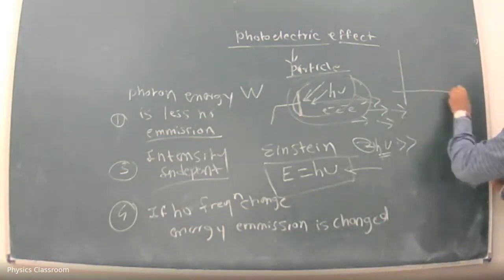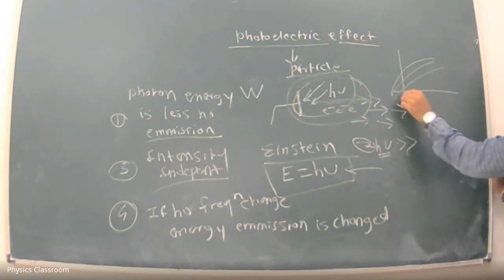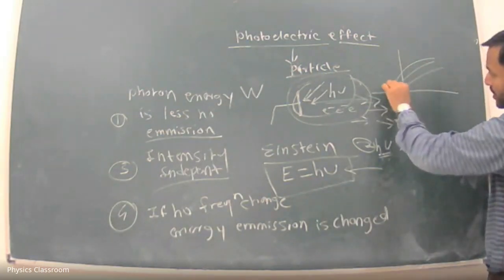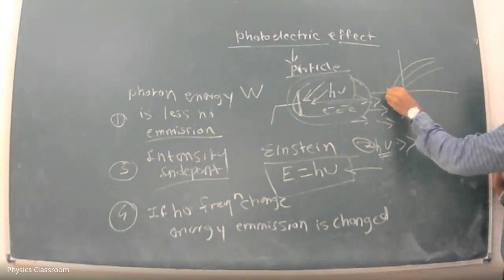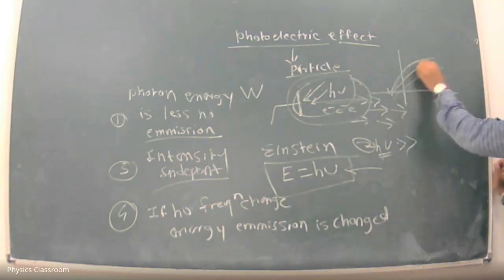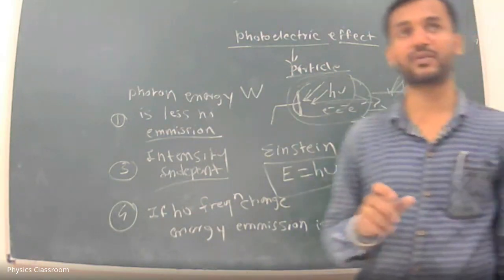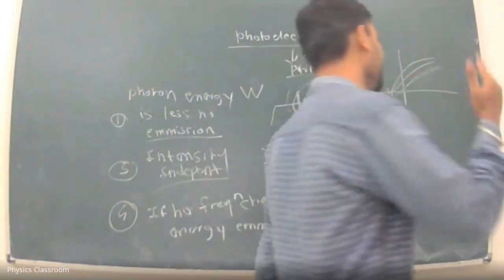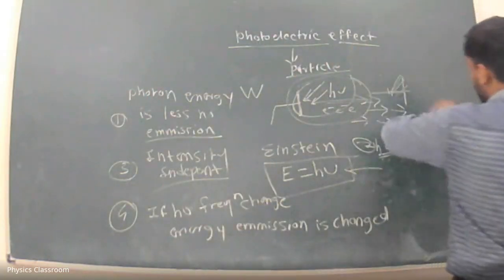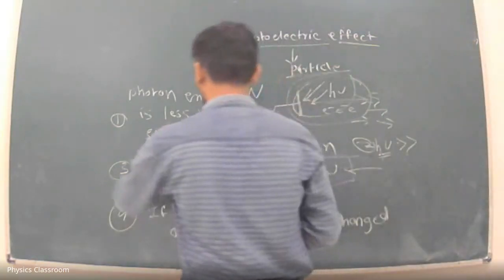The photoelectric effect having this type of nature also means we move toward the negative potential, and when we increase the potential, we get this type of graph. When we move towards more negative, at that time we also get the photoelectric effect.